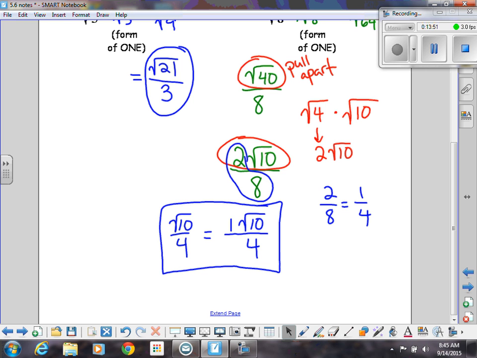So you're going to get some more practice on simplifying square roots, and then we'll do more of solving.